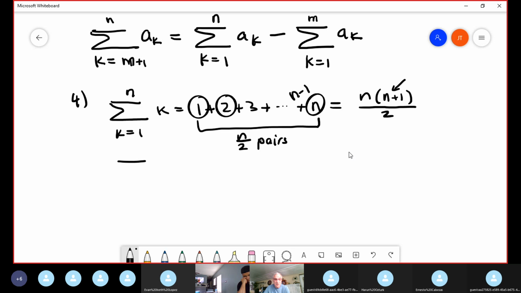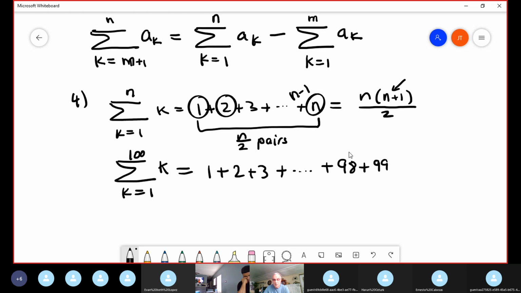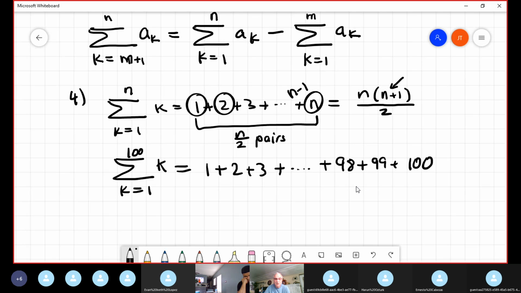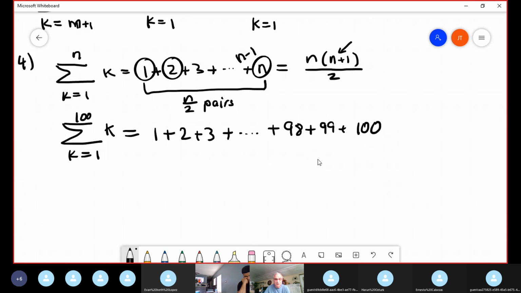For example, you want to add the first 100 elements of the natural numbers: 1 plus 2 plus 3 plus ... 98, 99, 100. It's too stupid doing it that way. Look, 1 plus 2 is 3, 3 plus 3 is 6. No. We're doing it another way.